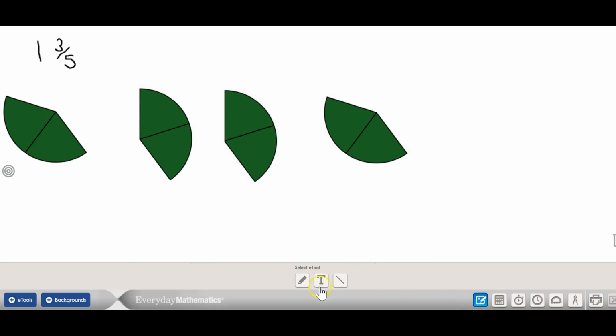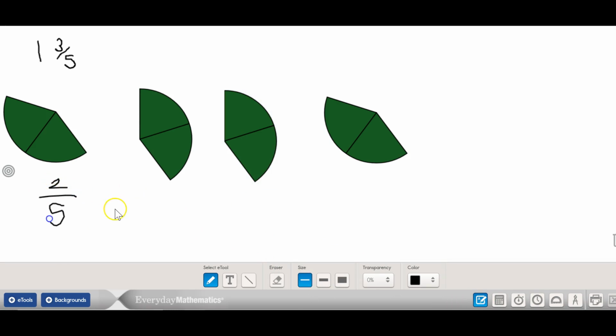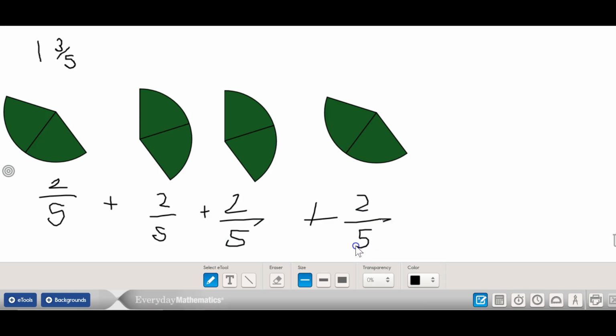Let me get my pencil. I have 2/5 plus 2/5 plus 2/5 plus another 2/5. And in total, it's a total of 1 and 3/5. I can add the fractions and see that it's 2, 4, 6, 8. 8/5 in total.